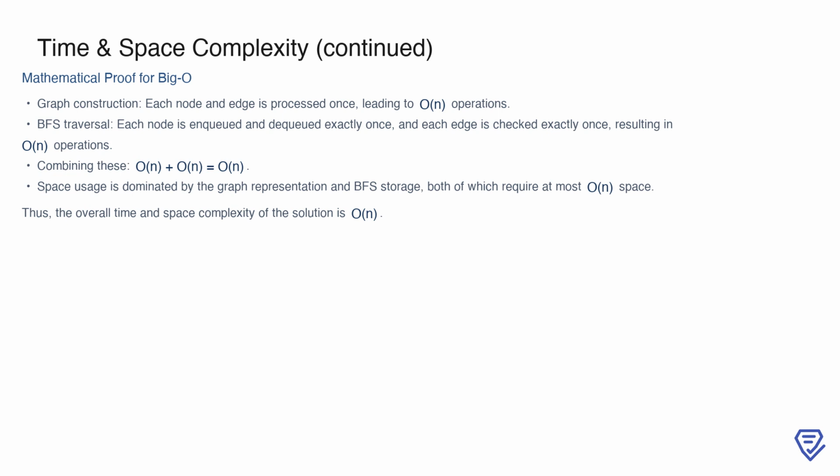For space usage, the graph representation requires n space, and the BFS queue and visited set also require n space in the worst case. Together, these dominate the overall space complexity, which is n. Thus, both the time and space complexities of the solution are n, making it highly efficient.